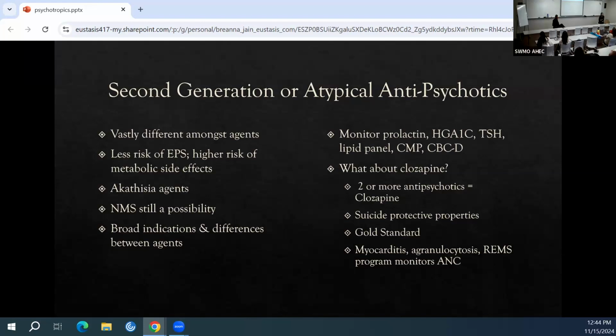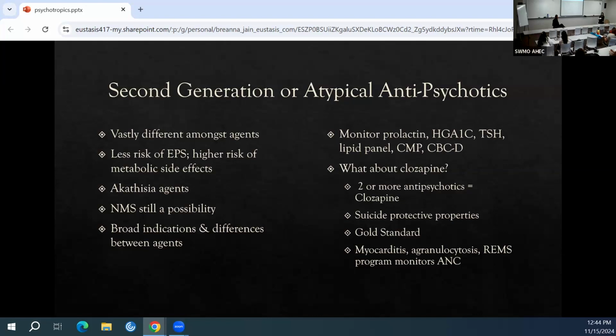Patient has strong family history of breast cancer. What agent might you want to avoid when it comes to atypicals? There's 2 actually. Paliperidone and iloperidone, Risperdal and Invega. Why? They elevate prolactin.